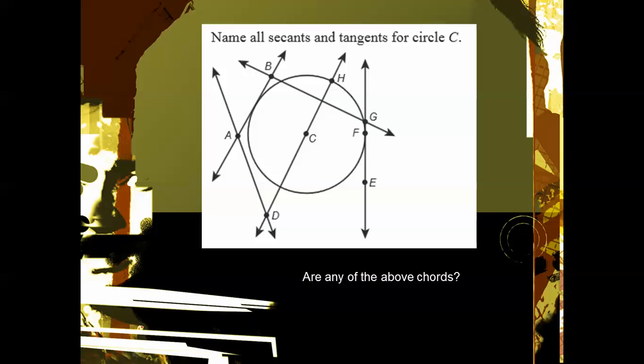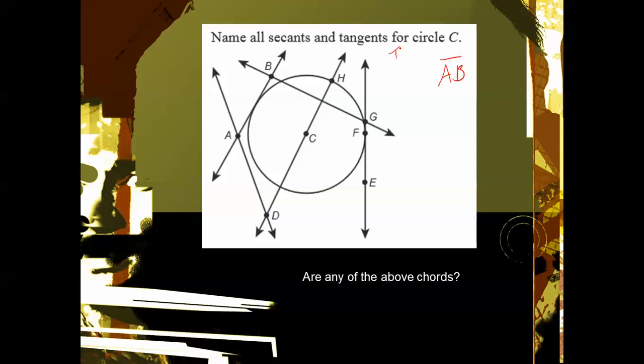Okay, on this one, we are going to name all the secants and tangents for circle C. Remember, a secant is a line that touches a circle at 2 points, and tangents are lines that touch a circle at 1 point. If we look at line AD right here, it's neither, because it's not touching the circle at all. If we look at line AB, it's touching the circle one time right here, so line AB is going to be a tangent.